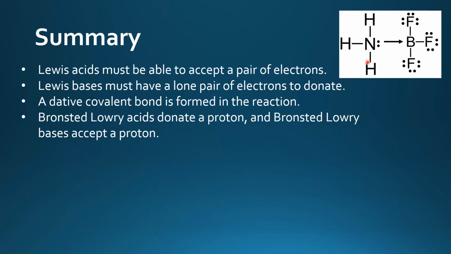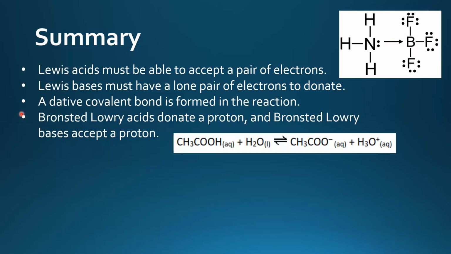We have NH3, which has a lone pair of electrons. That's acting as a Lewis base. And we have BF3 with its incomplete octet that can accept a pair of electrons, so that's the Lewis acid. And this arrow represents the dative covalent bond. And next, Bronsted-Lowry theory. Bronsted-Lowry acids donate a proton, and Bronsted-Lowry bases accept a proton. And here's the example we looked at earlier.